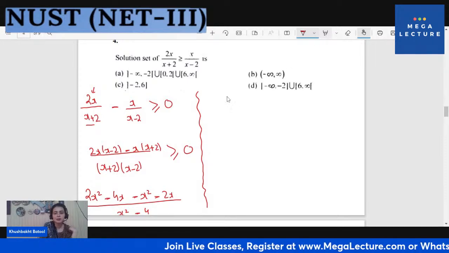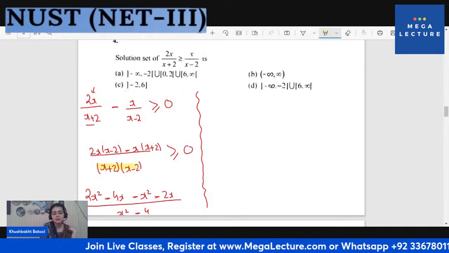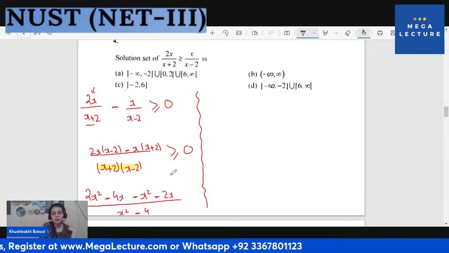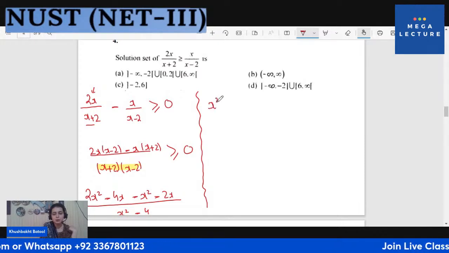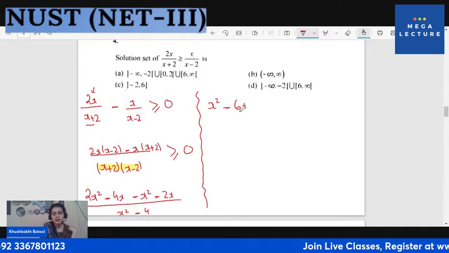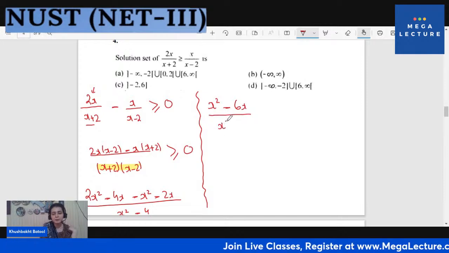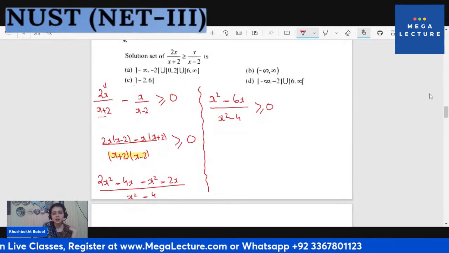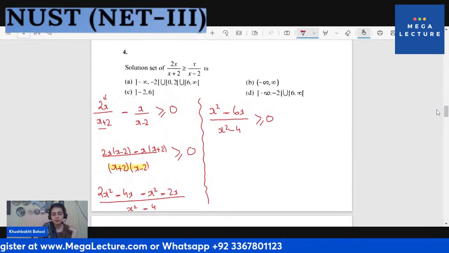I hope you guys are clear with this. This is the simple a plus b into a minus b identity. Now, what am I going to get? I would just simplify the numerator. So it would give me x squared minus 6x divided by x squared minus 4 greater than or equal to 0. I'll just stay quiet for a few seconds. This question is extremely important.